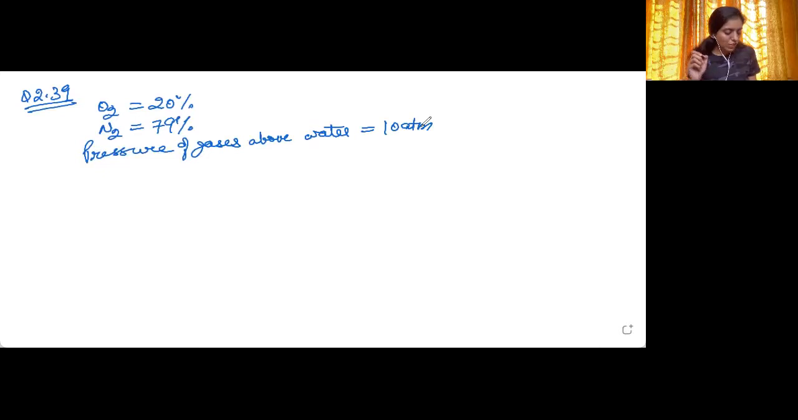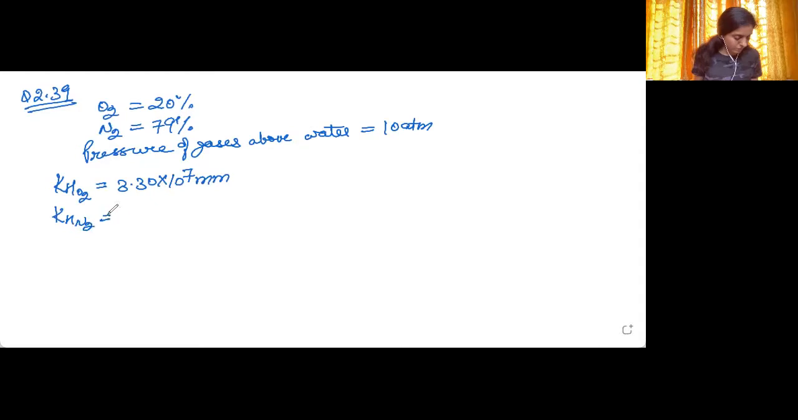At 298 Kelvin, if the Henry's constants for oxygen and nitrogen, KH for O2, is equal to 3.30 into 10 raised to the power 7 millimeter, and KH for nitrogen is 6.51 into 10 raised to the power 7 millimeter, respectively. Calculate the composition of these gases in water. We need to find out the composition of these gases in water.